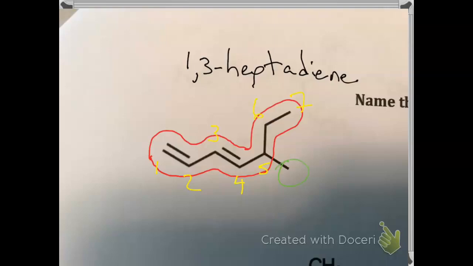So we are going to call this a 5-methyl-1,3-heptadiene. So here's the 1 and the 3, and that's a dash. So kind of tough to see. I probably should redraw it, but I'm too lazy. So 5-methyl-1,3-heptadiene would be the name of that one.